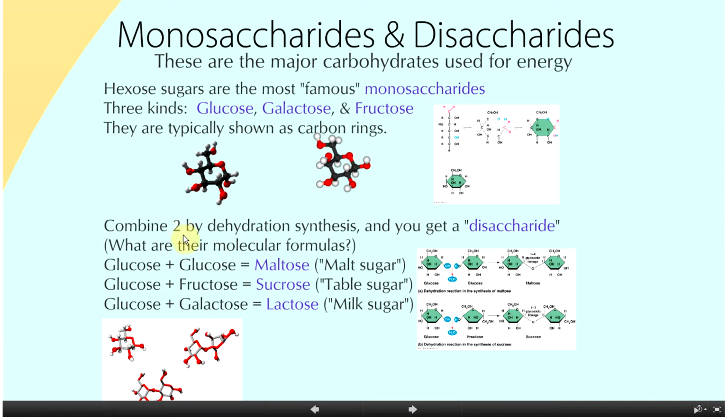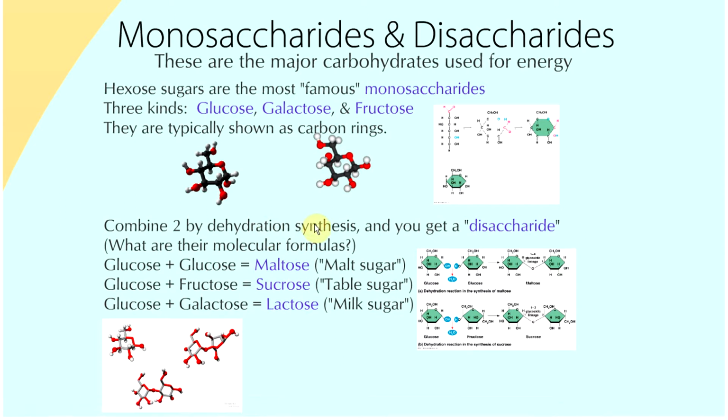In order to build larger sugar molecules, we can combine these sugar molecules, these monosaccharides, using dehydration synthesis. We will add those molecules together, and in the process, we will lose a water molecule. If you put 2 monosaccharides together, you get a disaccharide molecule, di meaning 2. And there are 3 that are listed here. If you add 2 glucose molecules together, it gives you maltose or malt sugar.